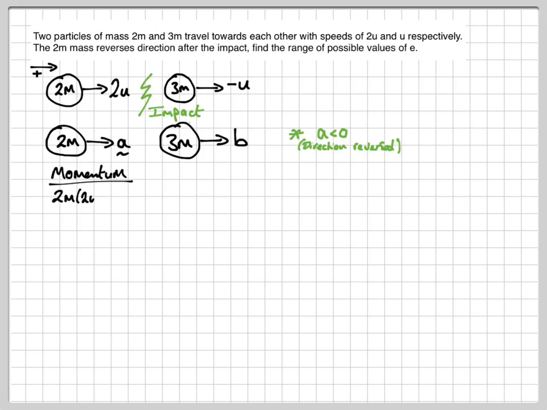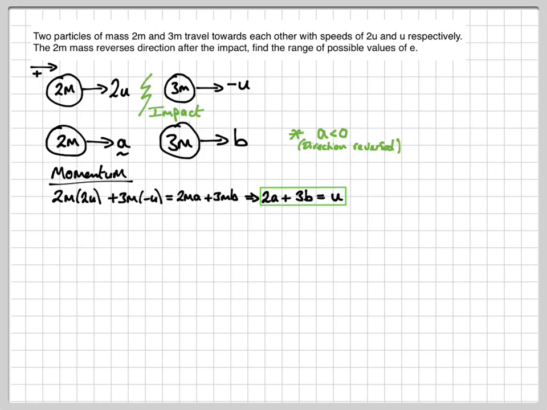So first of all we use momentum, so momentum before the collision is equal to the momentum afterwards. So I've written that down quite neatly, use some brackets, taking care with signs, and that will simplify out to give me a very simple equation.